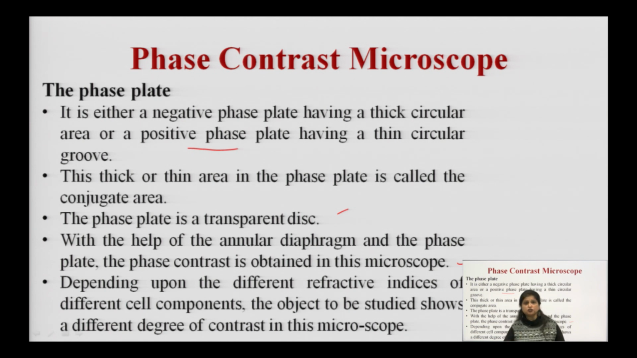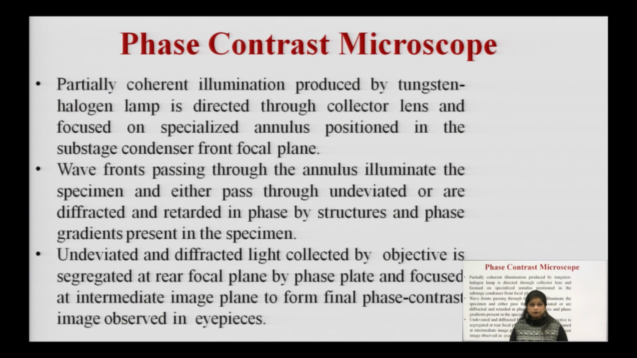With the help of the phase contrast plate, the contrast will be generated and changes in refractive index will be able to be noted down. Based on the refractive index, you will be able to differentiate the various cell components, that is, the organelles within the cells. So, what is the main procedure, how does the light pass?